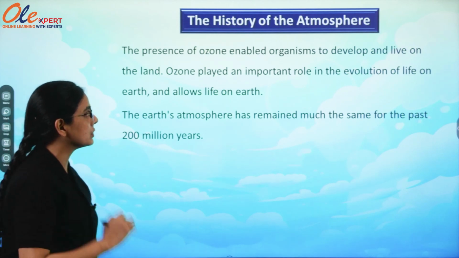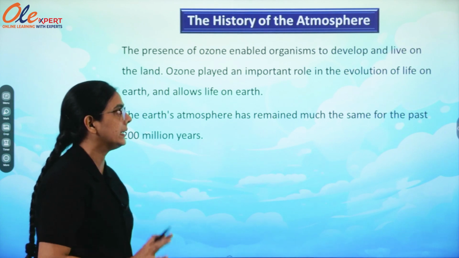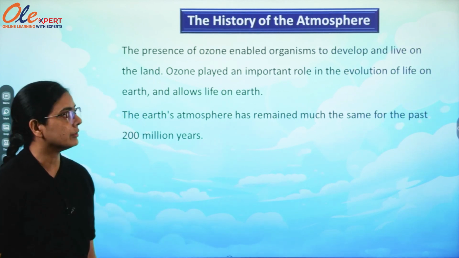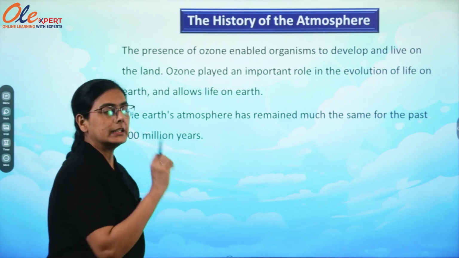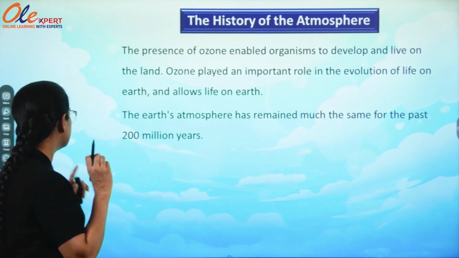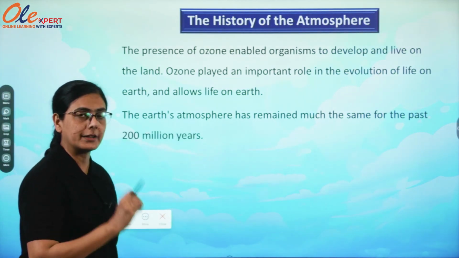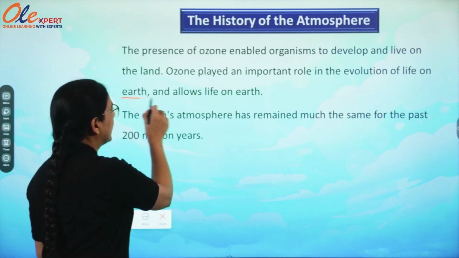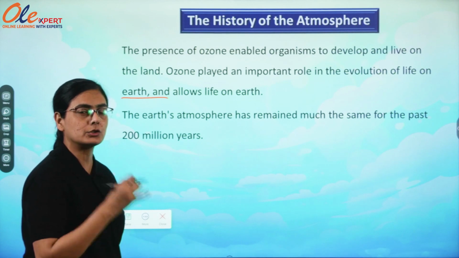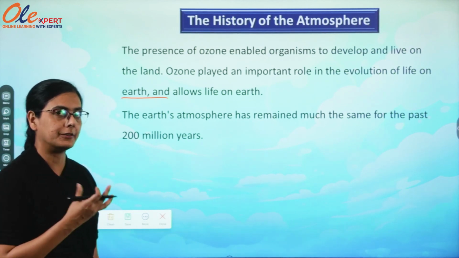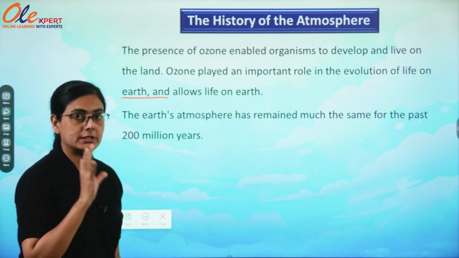So, the presence of ozone enabled organisms to develop and live on the land. Ozone played an important role in the evolution of life. That's why we are told that ozone is an important layer through which survival is possible on our Earth, and it allows life on the Earth. That's why it is possible to live here. Otherwise, UV rays, ultraviolet rays, are too harmful. When we receive the direct rays from the sun, it will be quite harmful for our survival.